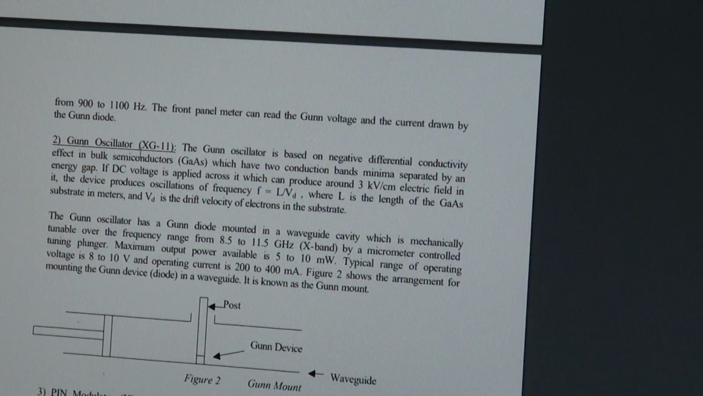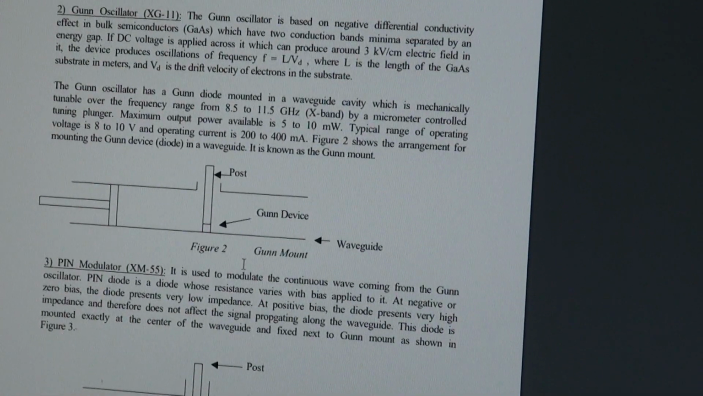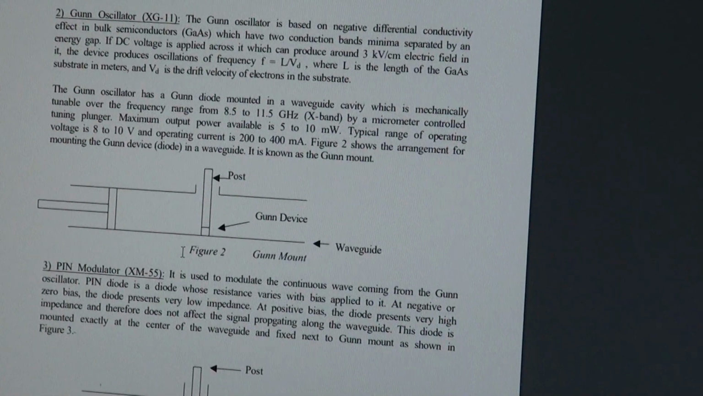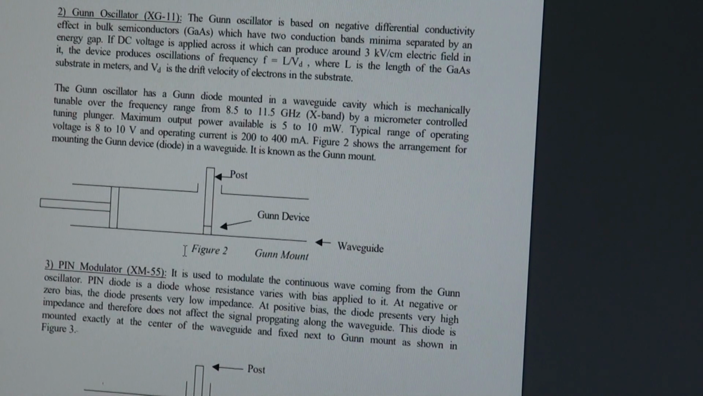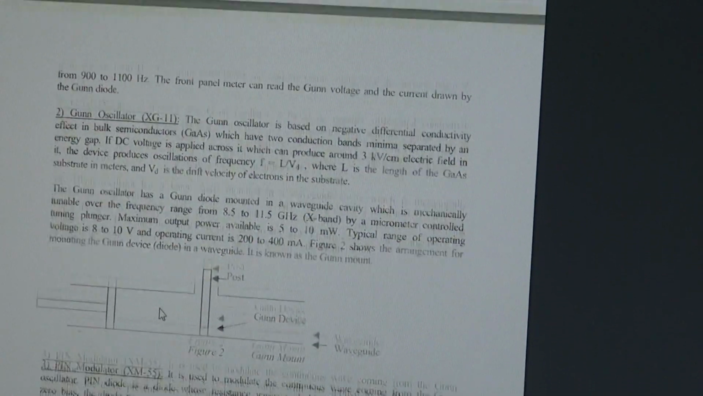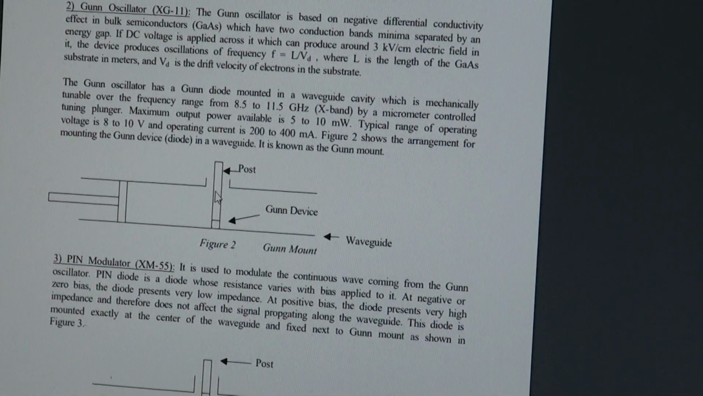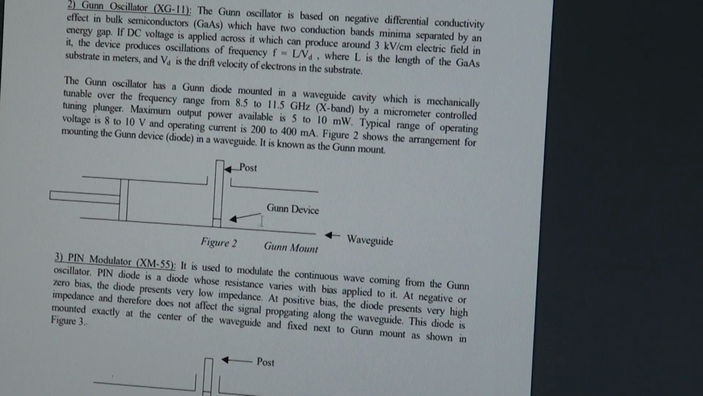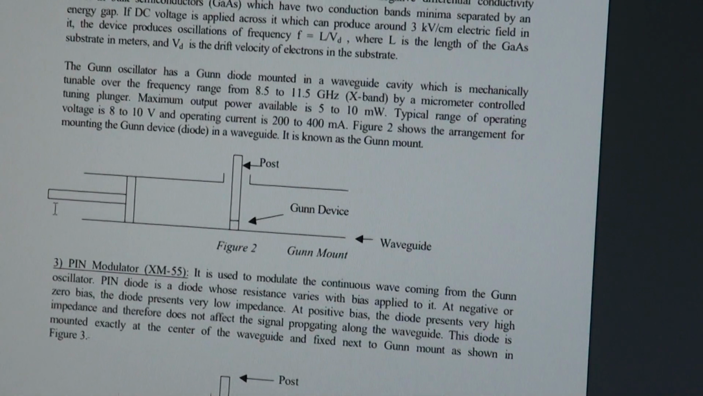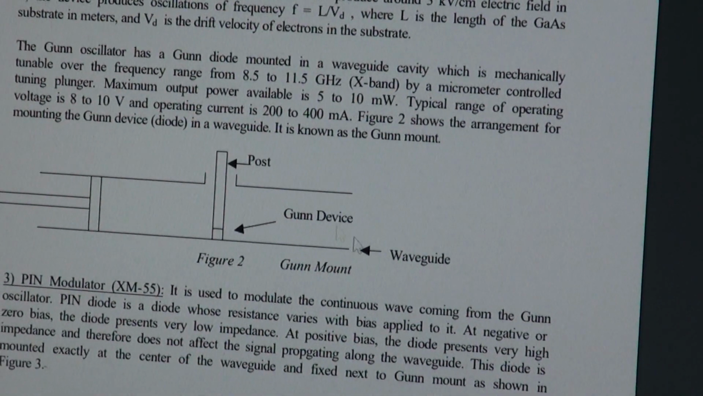Second one, description is the Gunn oscillator, and this is the figure of the Gunn oscillator. This middle part is represented as a post. This is a Gunn device. This is a Gunn mount also available, and this is the whole waveguide.